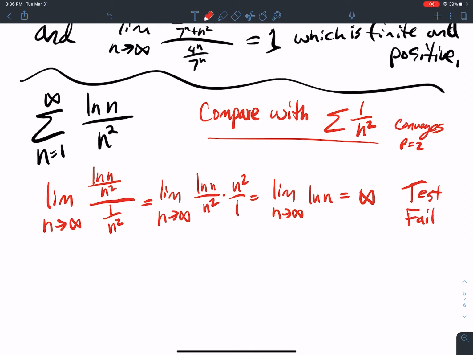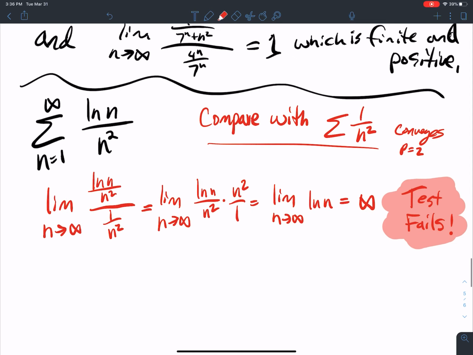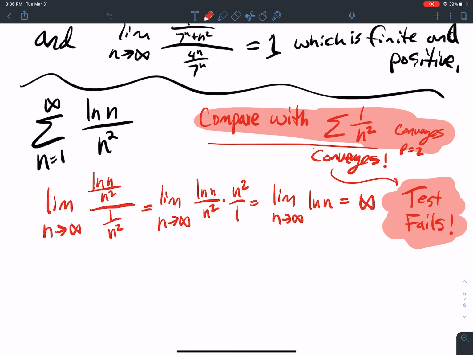Why did the test fail here? Why did it not work? I compared it with something that I knew converges, but when I took the limit, what did the limit tell me? The limit told me that it was infinity. If it's infinity, that means the numerator is dominating the denominator. So this just really was a little bit too much.